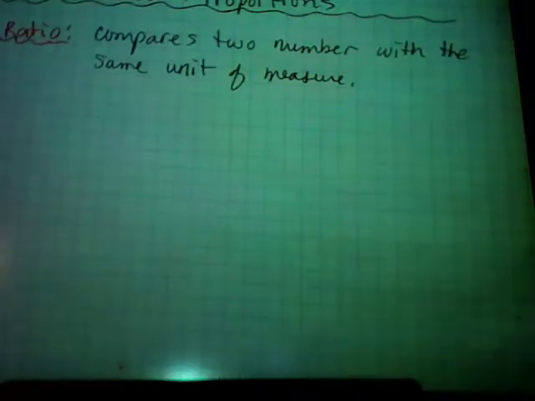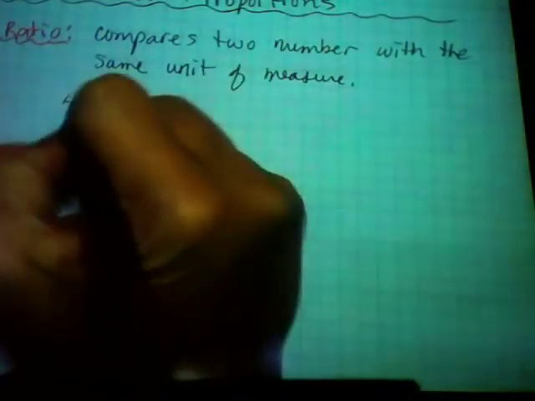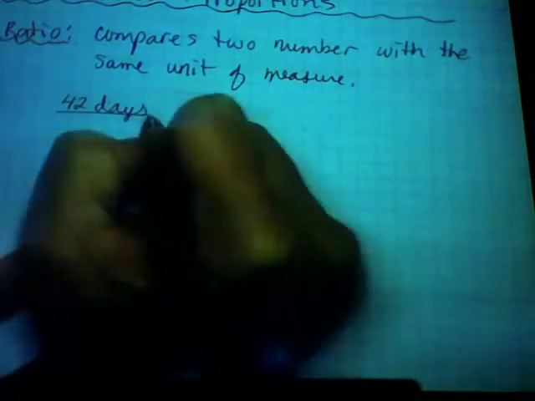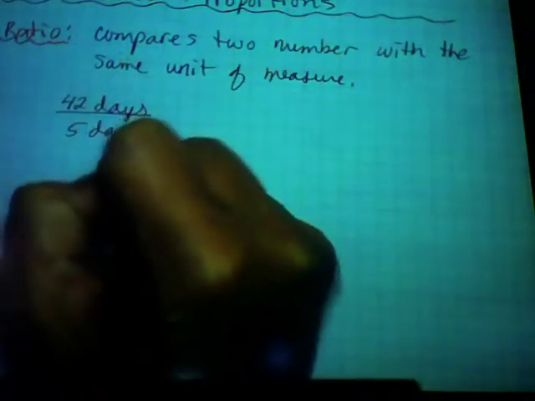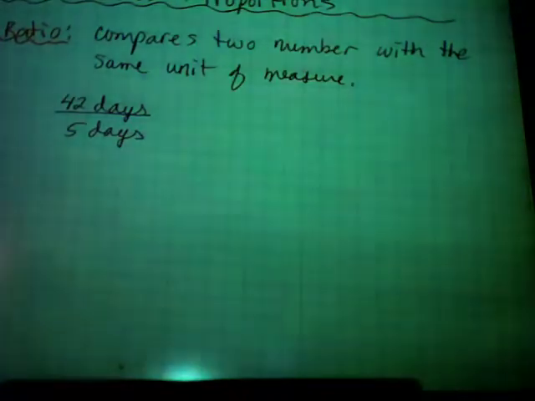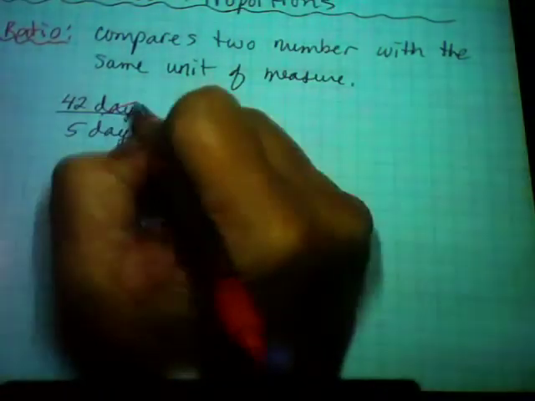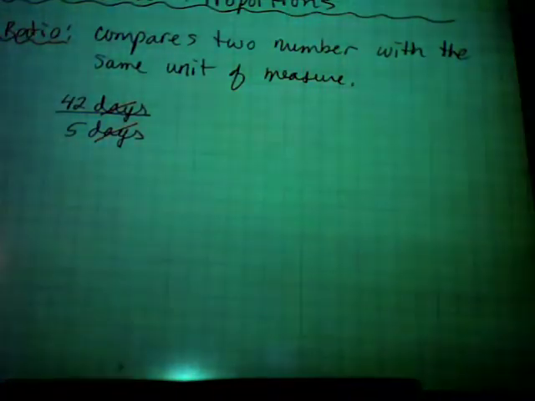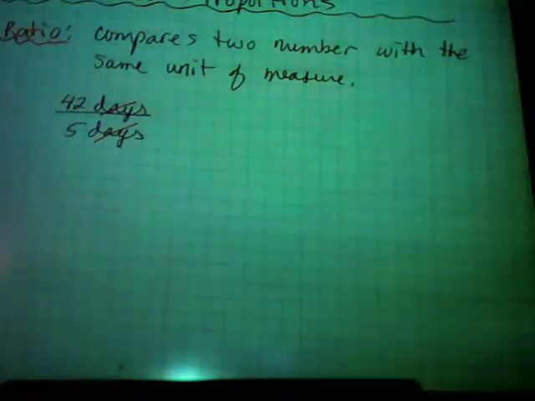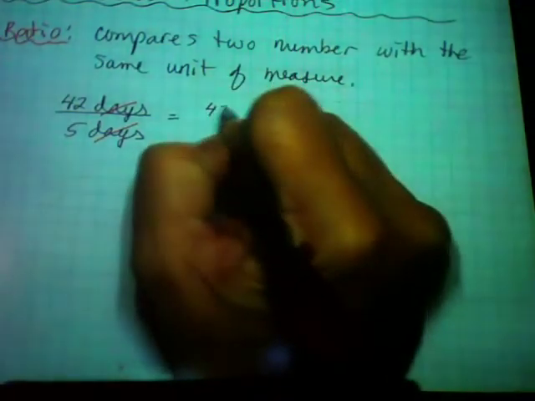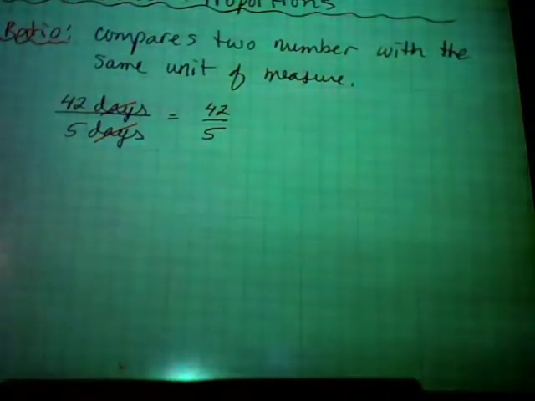So an example might look like 42 days are to 5 days. Don't your days cancel out? They act like variables. So if that were just a D, 42D over 5D, wouldn't the D's cancel? Yeah. So the days cancel as well. And it ends up just being a ratio of 42 to 5. So if you had to reduce that ratio, that's how you would reduce it. The numbers don't reduce. You're not going to turn it into a decimal. Ratios are always, always fractions.